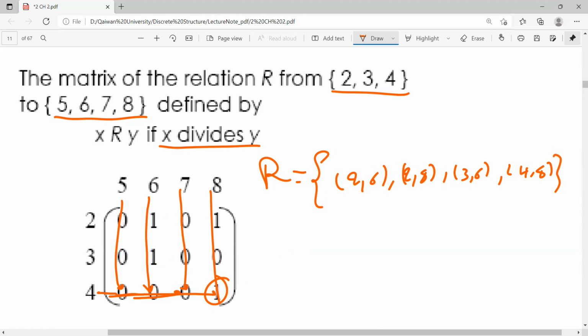So 4 and 8. That's the relation. Okay? It's converting the matrix form to set form. And conversely, we can return to this one. That's easy. So this is how to convert matrix form to set form of a relation.